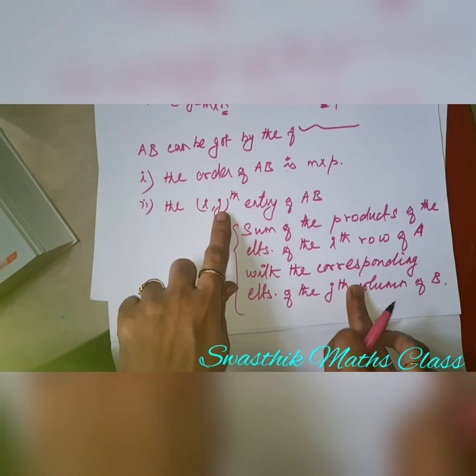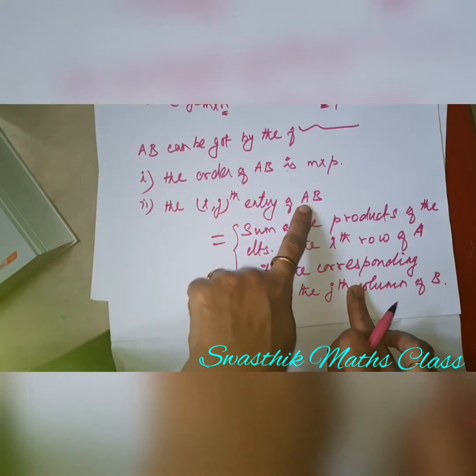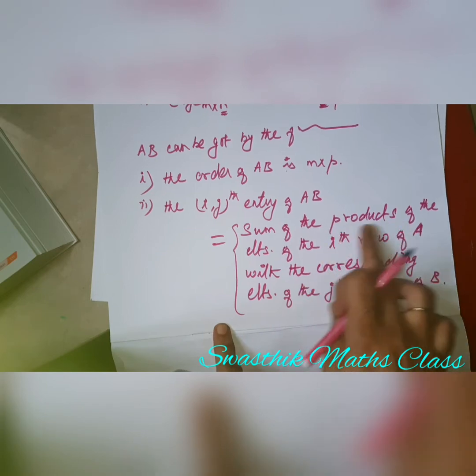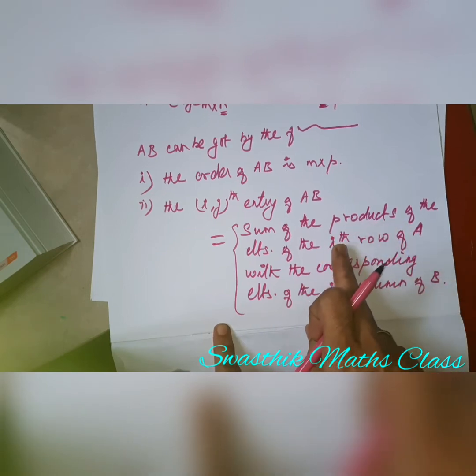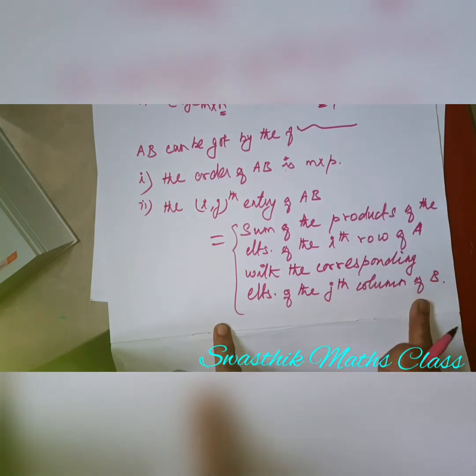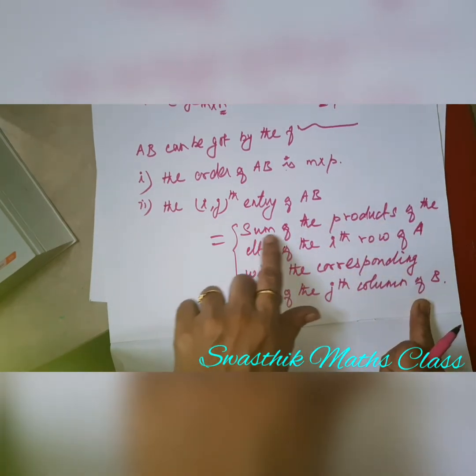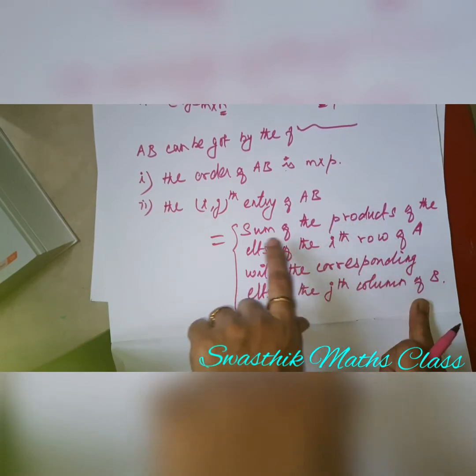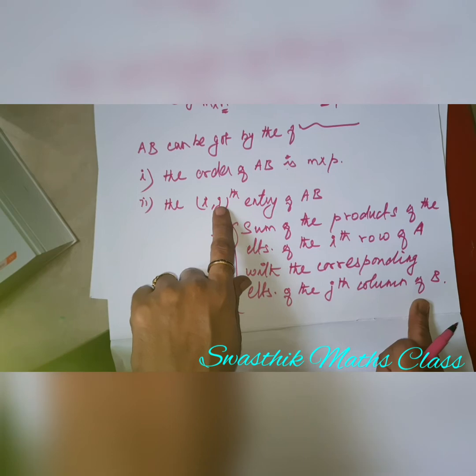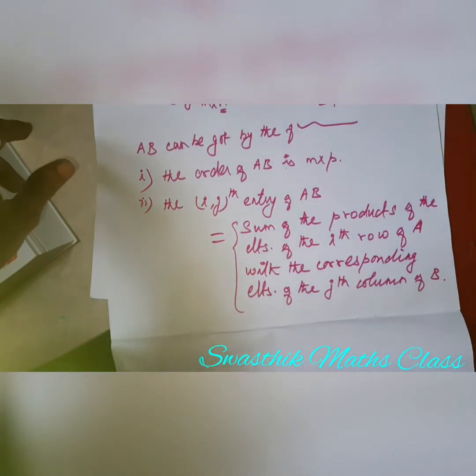If we want the ijth entry of the new matrix AB, we have to multiply the entries of the ith row of A and the corresponding entries of the jth column of B, and then we have to add the sum of the products. So we have to add all the multiplications, all the products, to get the ijth entry, right? Now let's see this by an example to understand this very clearly.